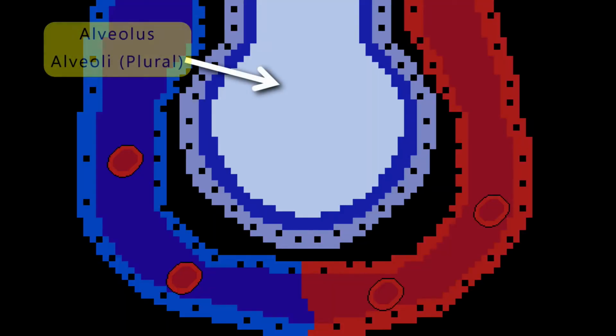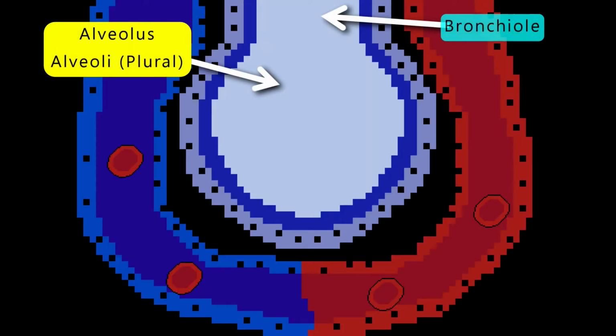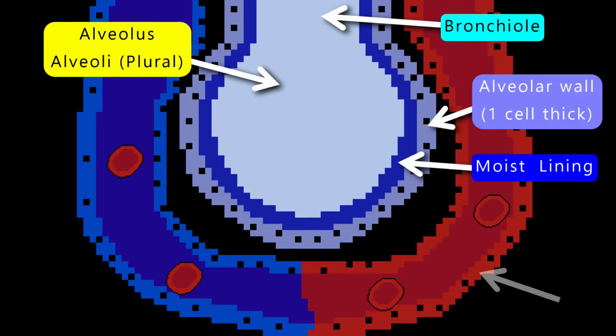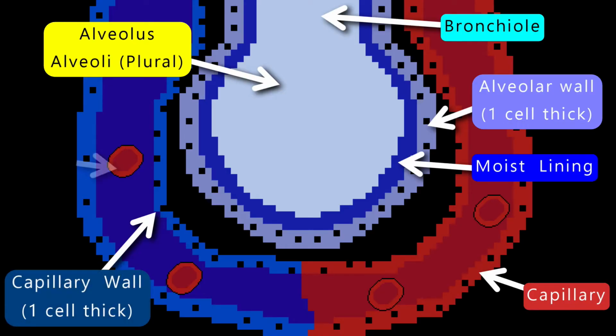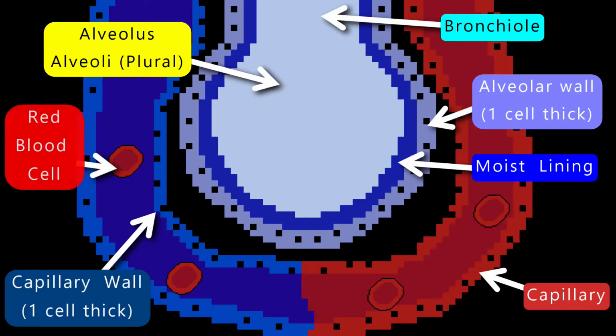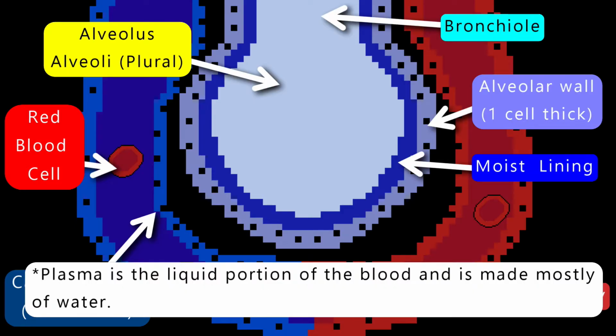You need to be able to label the alveoli. The tube leading into the alveoli is a bronchiole. The wall of the alveolus has a thin, moist layer. The capillaries, which are blood vessels, surround the alveolus. The capillary wall is 1 cell thick. The blood flowing through the capillaries has red blood cells and blood plasma.